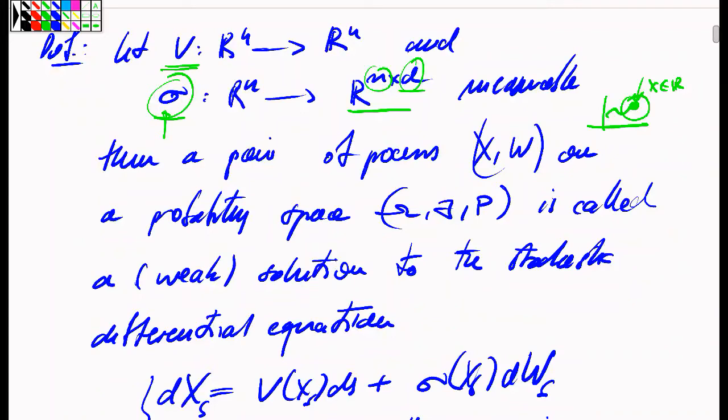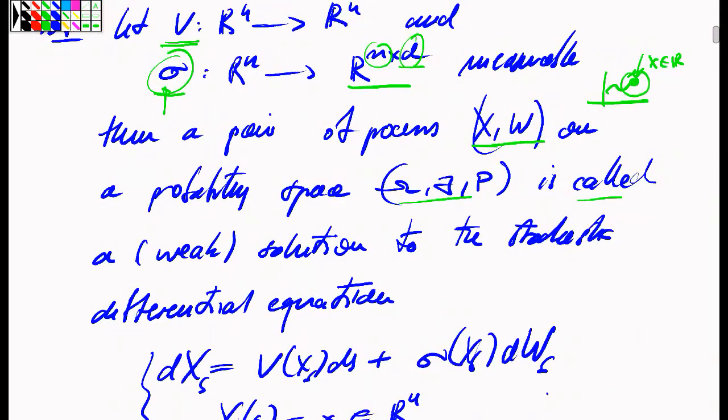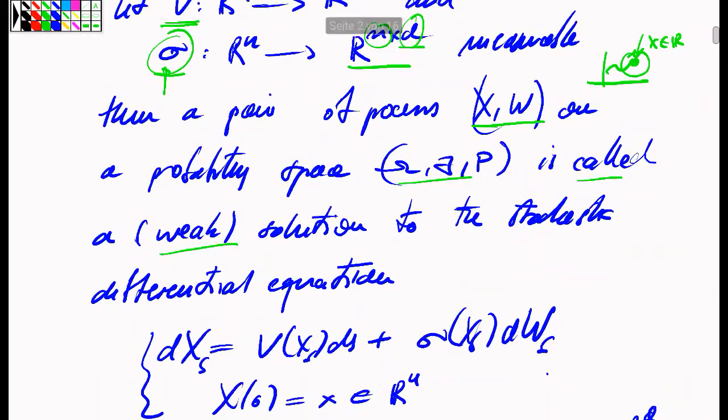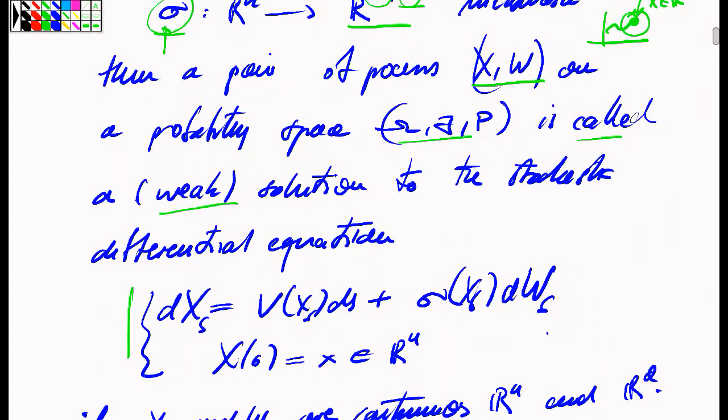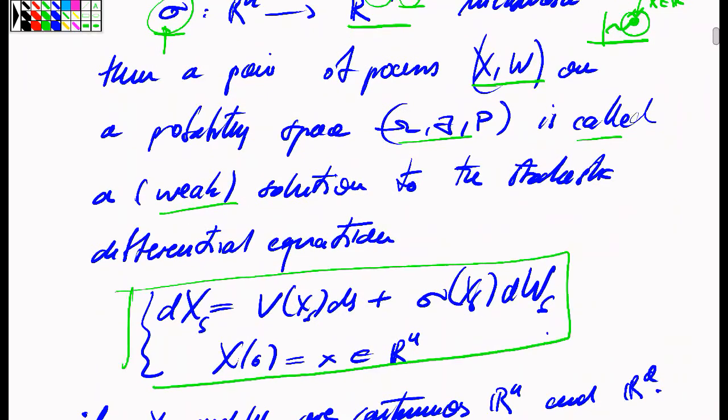And then we call a pair of processes, which are defined on the same probability space, a weak solution to a stochastic differential equation, which we write here.